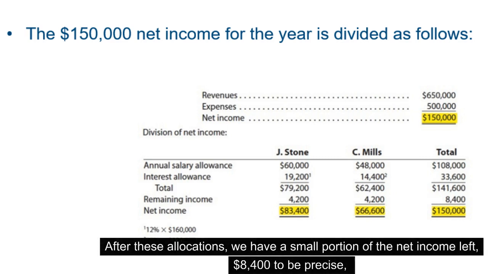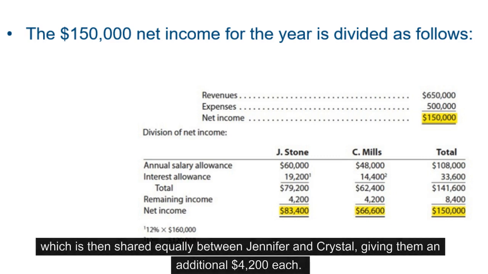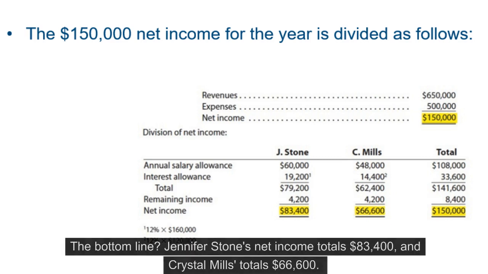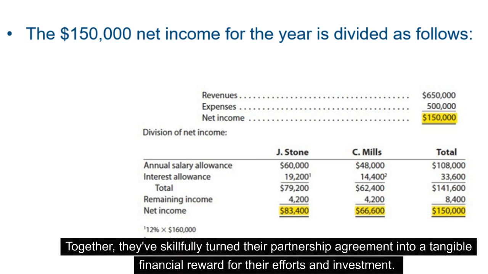After these allocations, we have a small portion of the net income left, $8,400 to be precise, which is then shared equally between Jennifer and Crystal, giving them an additional $4,200 each. The bottom line? Jennifer Stone's net income totals $83,400, and Crystal Mills totals $66,600. Together, they've skillfully turned their partnership agreement into a tangible financial reward for their efforts and investment.